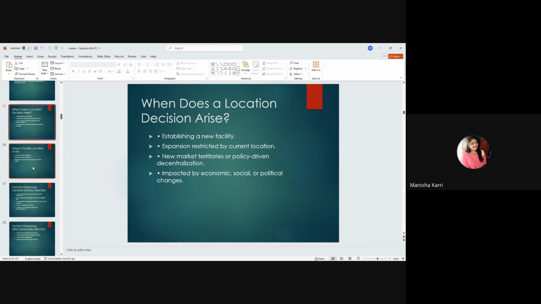So location decisions come up when a business needs to open a new facility, expand beyond its current space, enter new markets, or adapt to new economic, political, or social changes. All these decisions help a business stay more competitive and reach new customers.